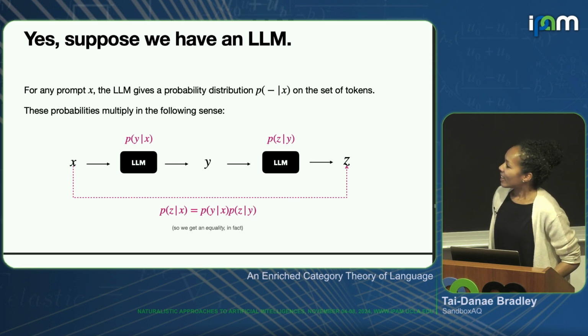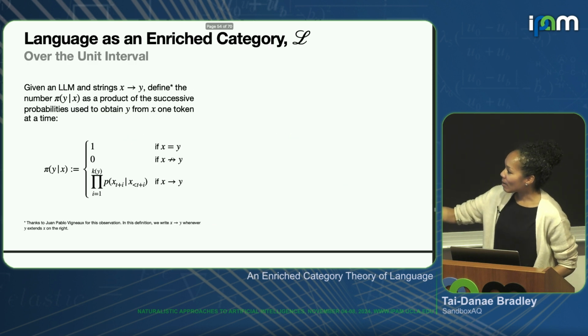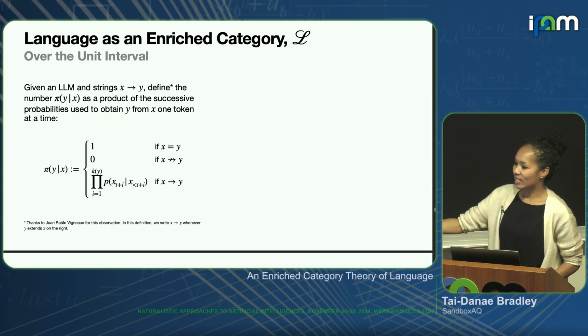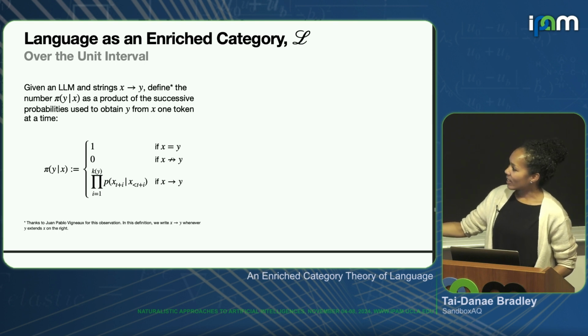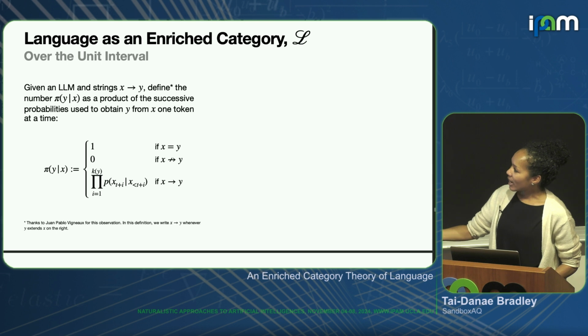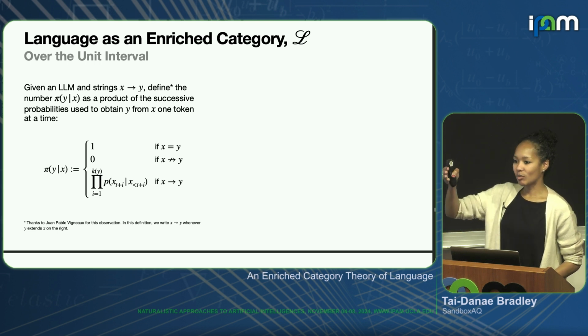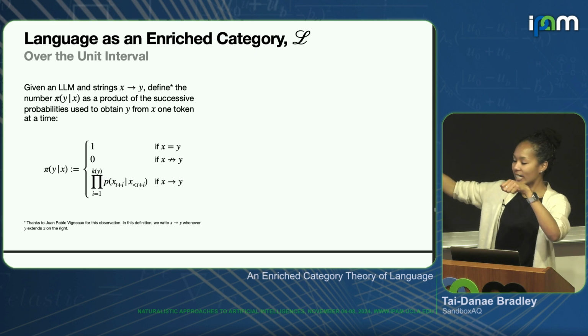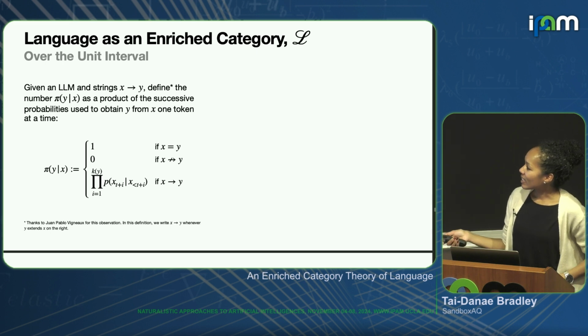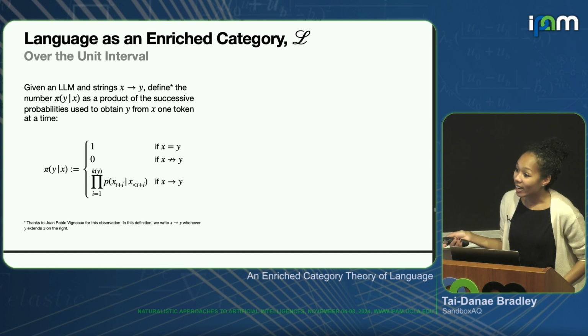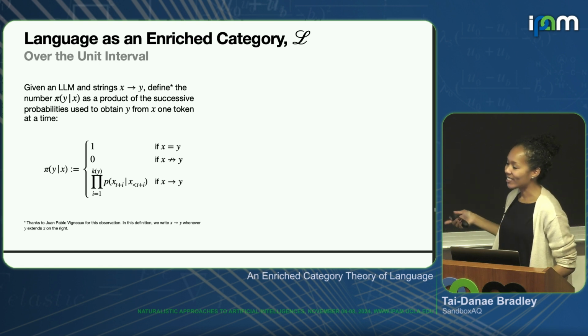This observation prompts us to define what this symbol means. I can define pi of Y given X to be just the product of these successive probabilities if Y is contained in X in this way. I'm generating one token at a time. If X and Y are equal, I'm going to define pi of Y given X to be 1. I do that so that the category theory works out nicely.